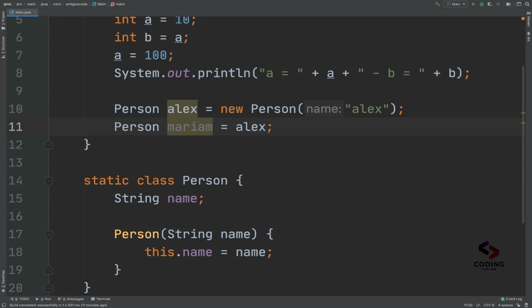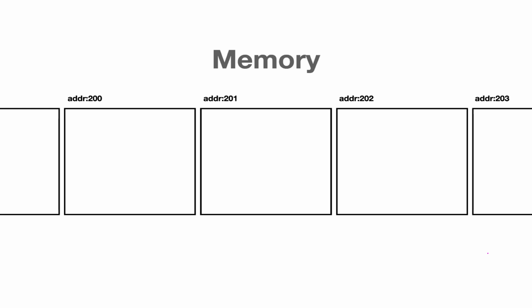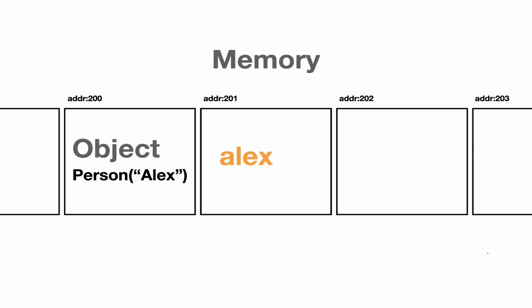Now let me jump to Keynote to show you exactly what is happening here. With reference types, it's a little bit different how these objects are stored in memory. First we have the person Alex, and this is the actual object somewhere in the memory. Let's say address 200. So this is an object. Then what we have is alex, which is a reference to our object. This is the main difference. This is a reference to the object.